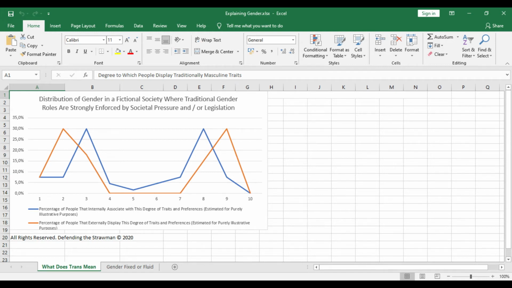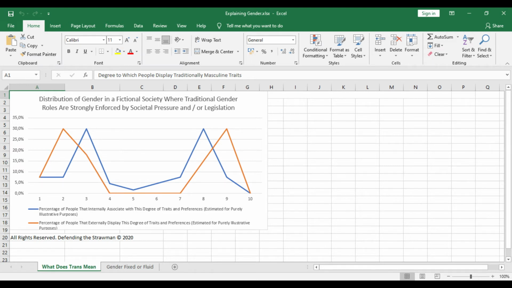This graph shows the distribution of gender in a fictional society where traditional gender roles are strongly enforced by societal pressure and/or legislation. 0 to 4 are classified as women, and 6 to 10 are classified as men. You'll note that the graph is bimodal, with roughly half of the population being female, the left peak, and the other half being male, the right peak.